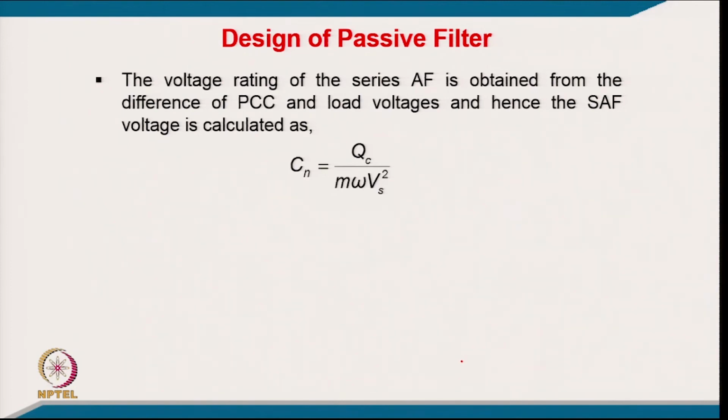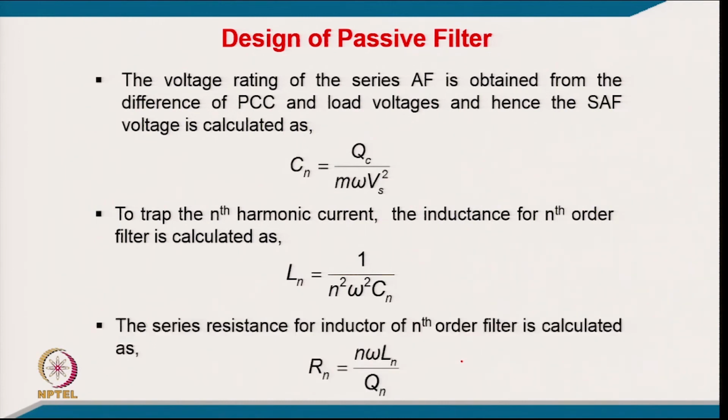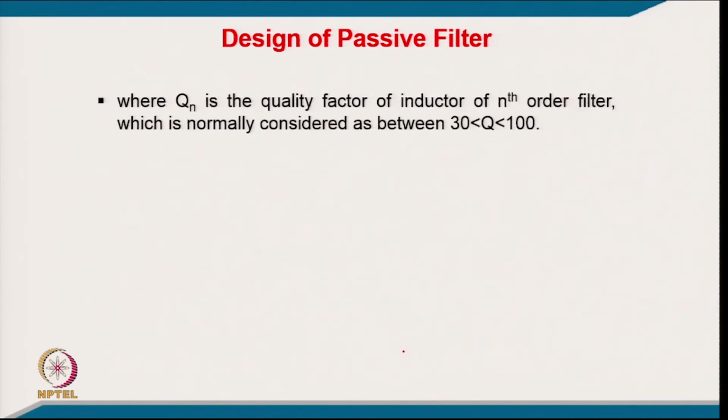Hence, the series active filter is calculated as Cn equals Qc upon M omega Vs square, and the trap for the nth harmonic current, the inductance is calculated as Ln equals 1 upon n square omega square Cn. The capacitance is calculated from reactive power and the inductor is calculated from this tuned relation for a particular harmonic, and the series resistance for the inductor of nth order is calculated from the quality factor, that is Rn equals n omega Ln upon Qn, and Qn is the quality factor of the inductor of nth order harmonic, which is normally considered between 30 to 100.